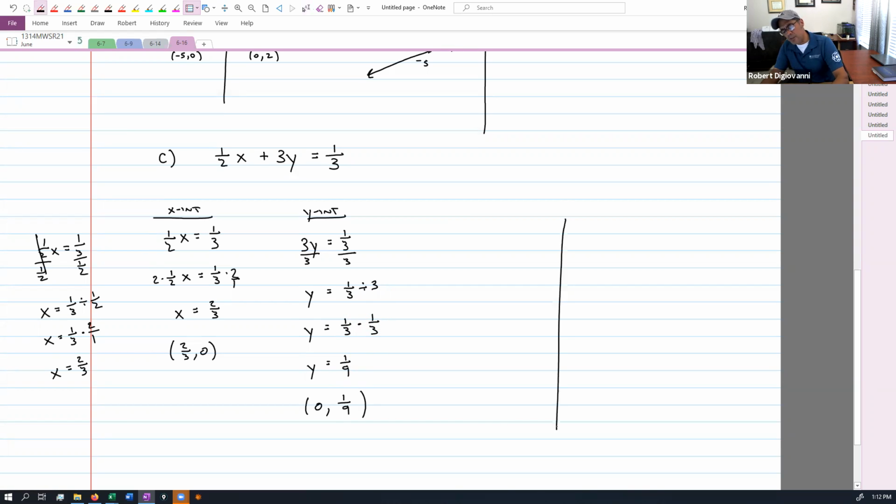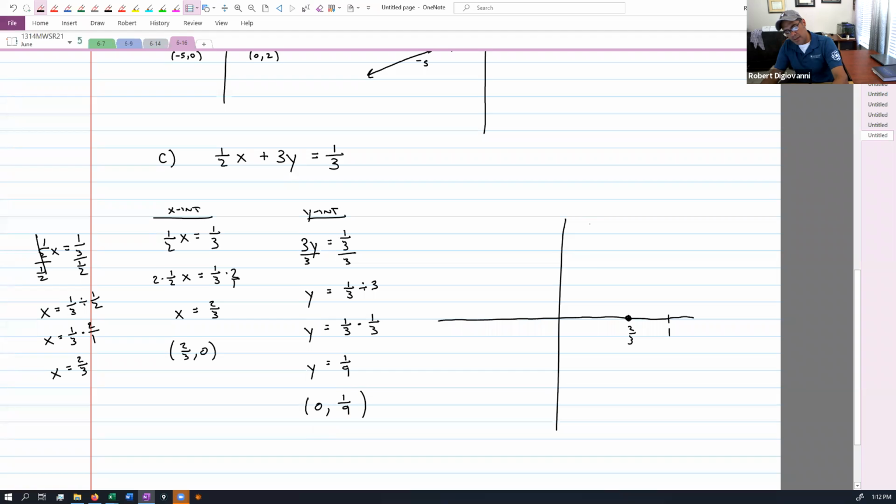So the graph on this one's going to be a little weird because of 2/3. Where's 2/3, right? If you don't know what 2/3 is, you can use your calculator. It's like 0.6666. So you could say if this is 1, then 0.6 would be somewhere around here. I'll just say that's 2/3. All right. And then your y-intercept is (0, 1/9).